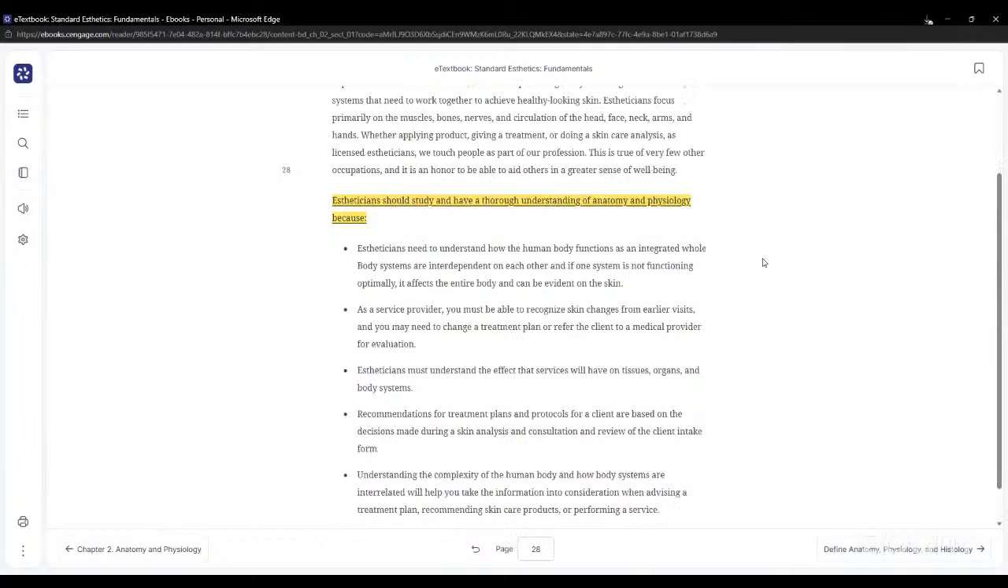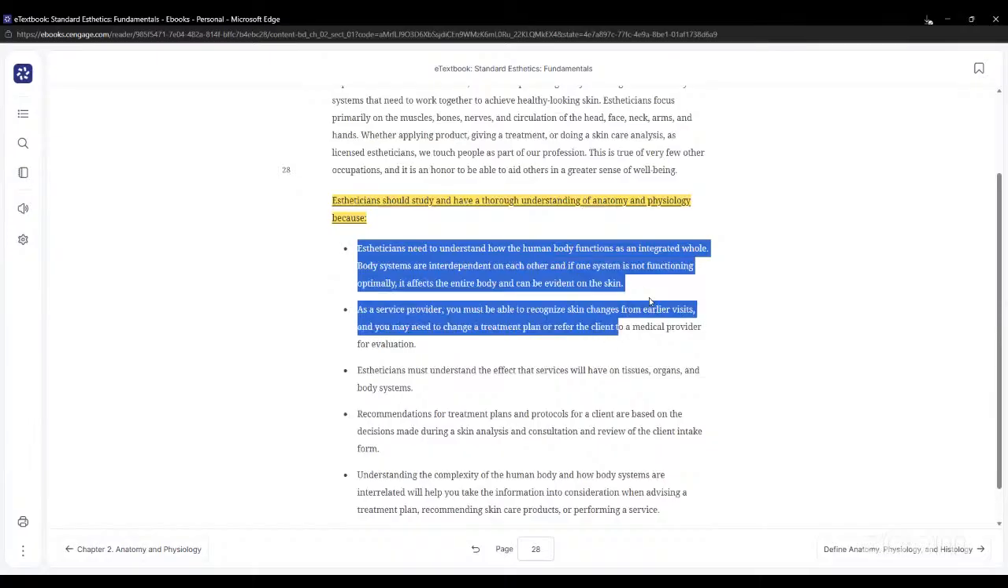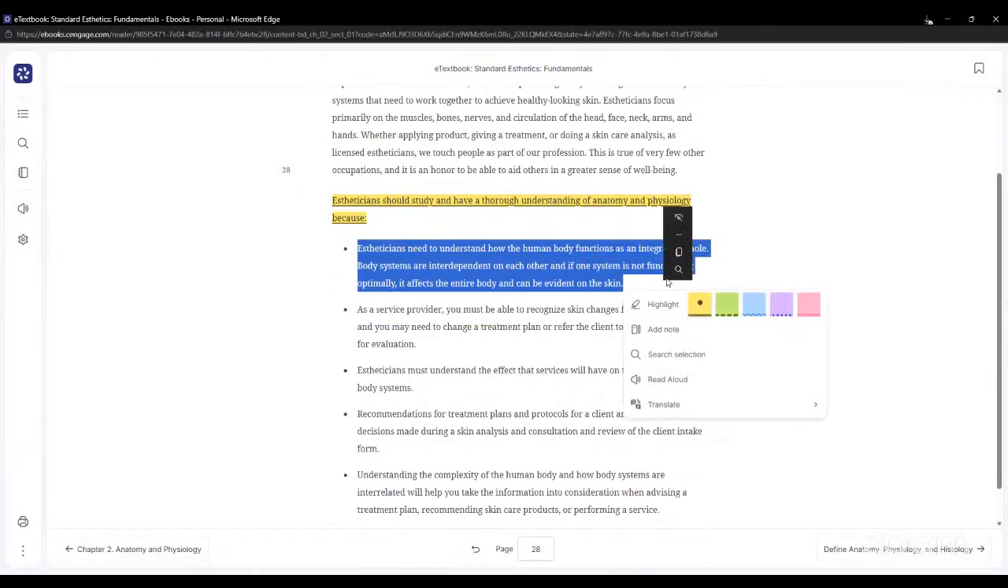Okay, highlighting in, let's see what we're highlighting in. Let's do some different colors today.